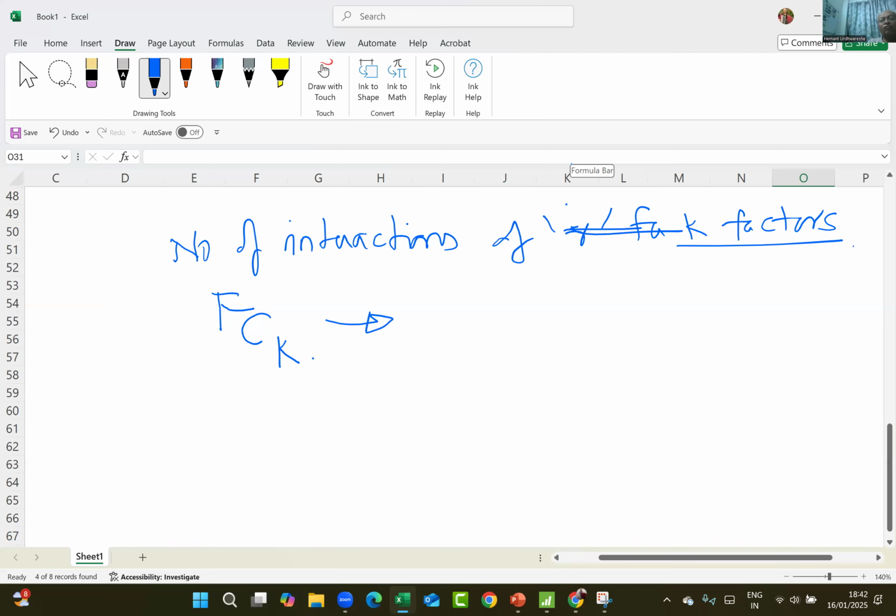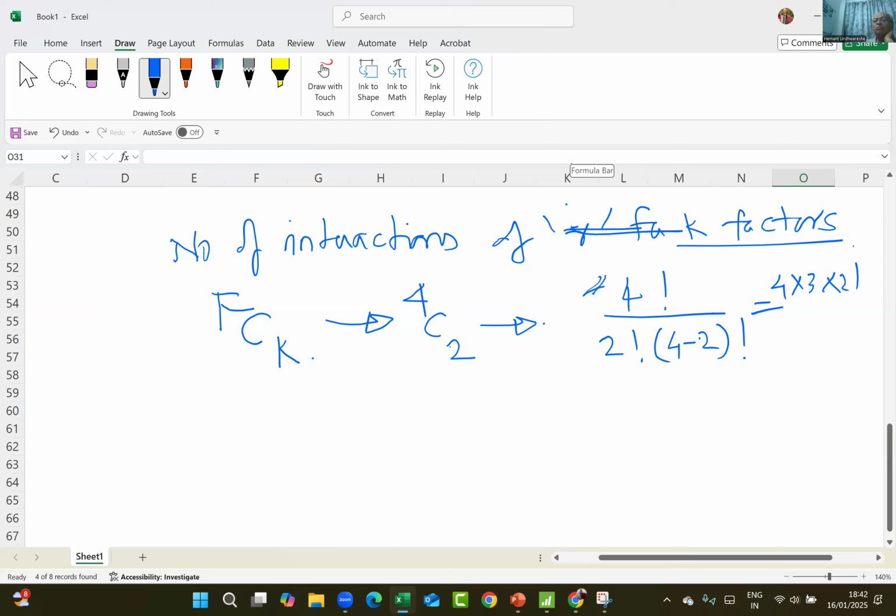So here you have 4 factors. And if you want to calculate the interactions of 2 factors at a time, it will be 4C2. So that will be factorial 4 divided by factorial 2 into factorial 4 minus 2 again. And this gives me 4 into 3 into factorial 2 divided by factorial 2, which gets cancelled, and into factorial 2 again. So this is 12 upon 2, that is 6.